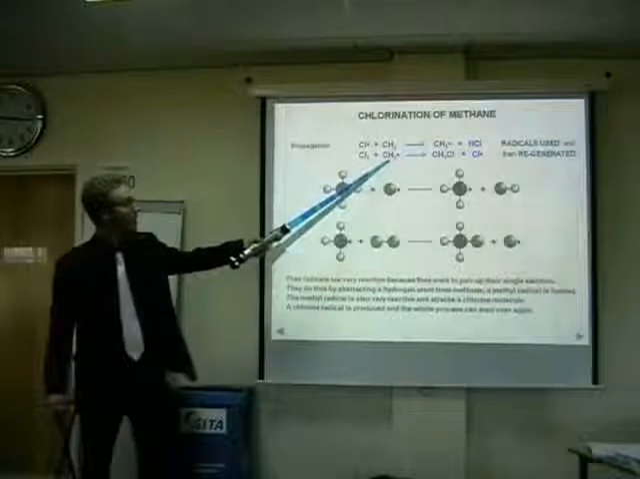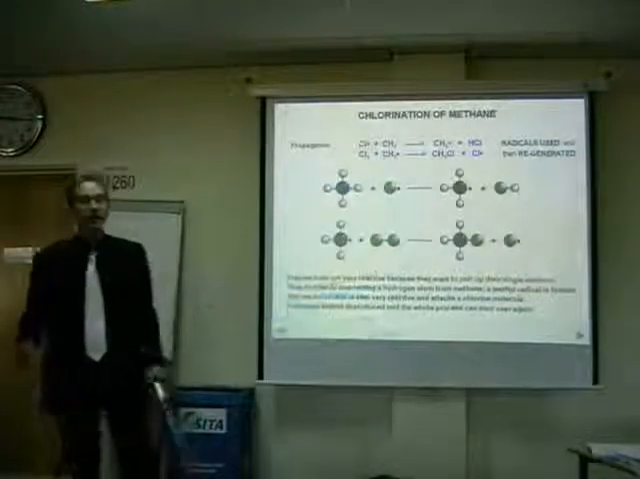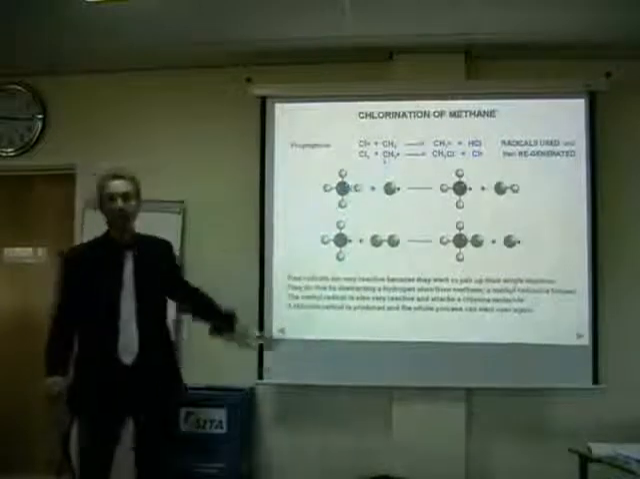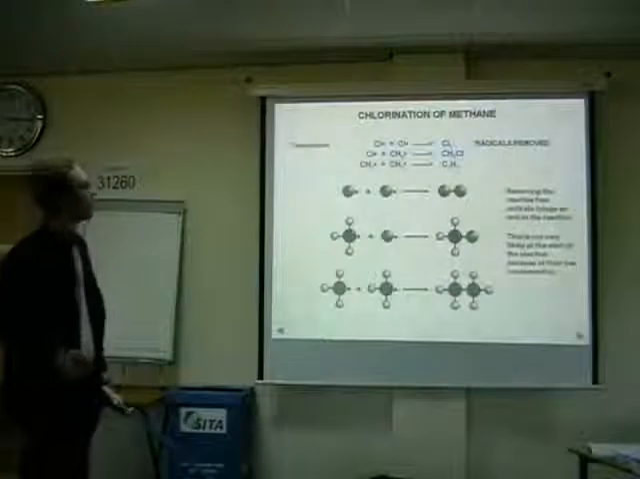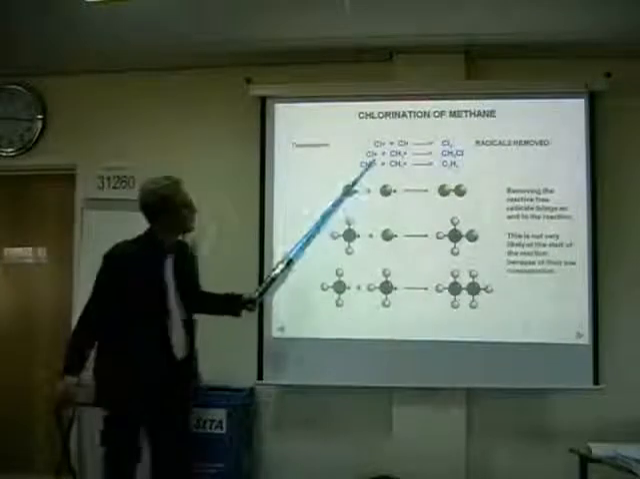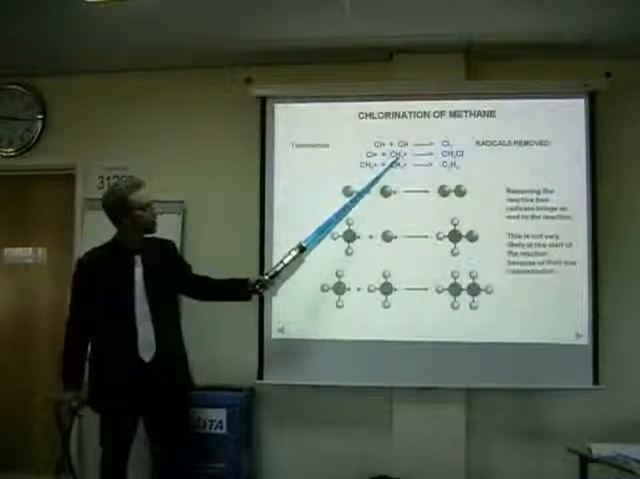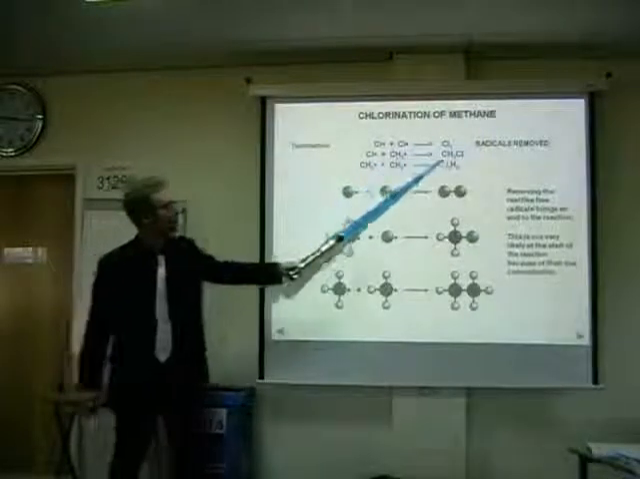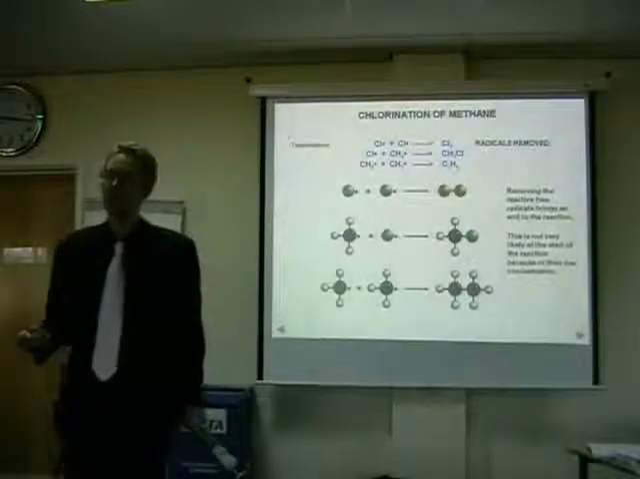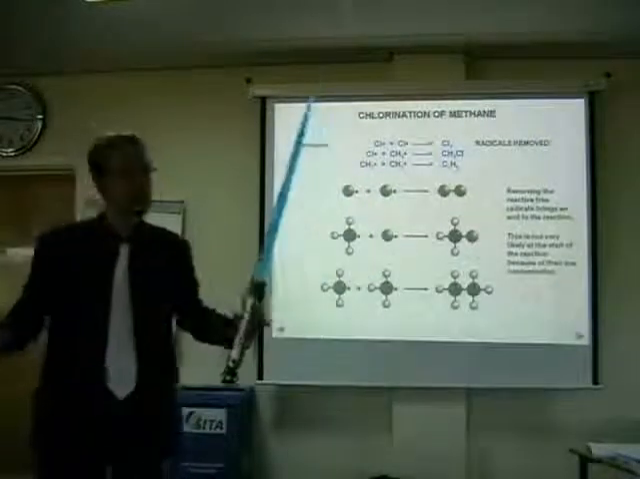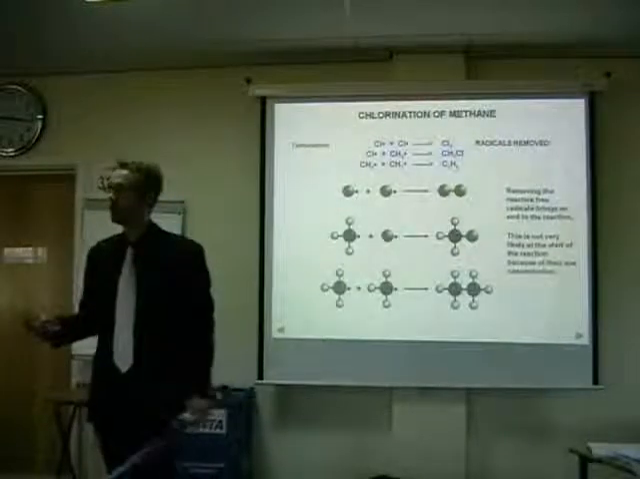This little chap here can react with that. It could react with something else. Okay? It could react with a Cl dot. And what you could get is this happening here, where Cl dot reacts with CH3 dot and forms CH3Cl. And that's called a termination step. The termination step is where two radicals react together and form a molecule.